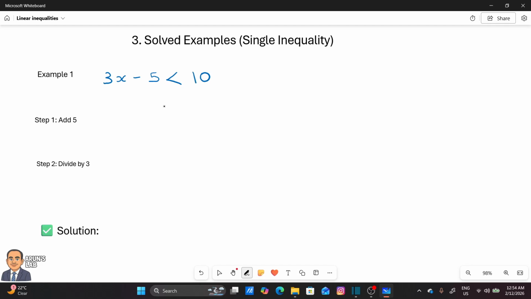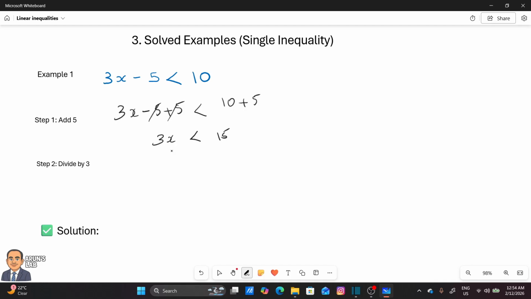The first step is to add 5 on both sides, because we need to isolate x on the left hand side, so we remove the 5 term first. 3x minus 5 plus 5 less than 10 plus 5. On the left hand side the minus 5 and plus 5 cancel, so we get 3x less than 15.